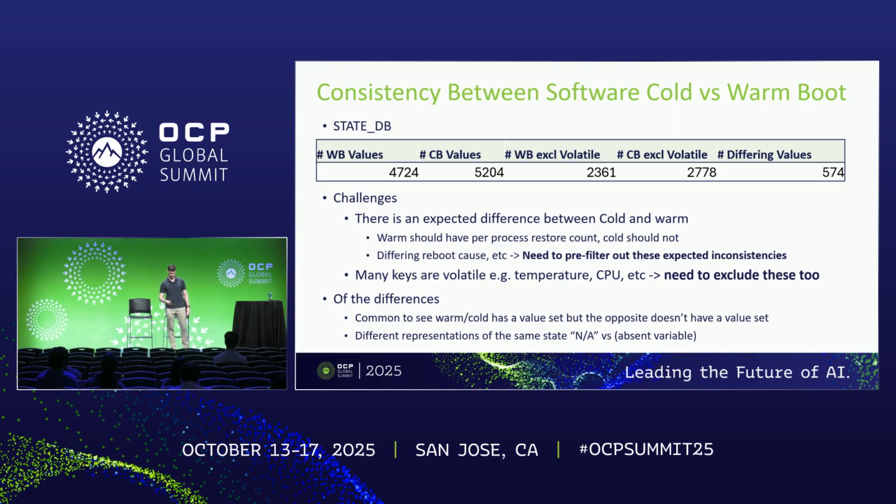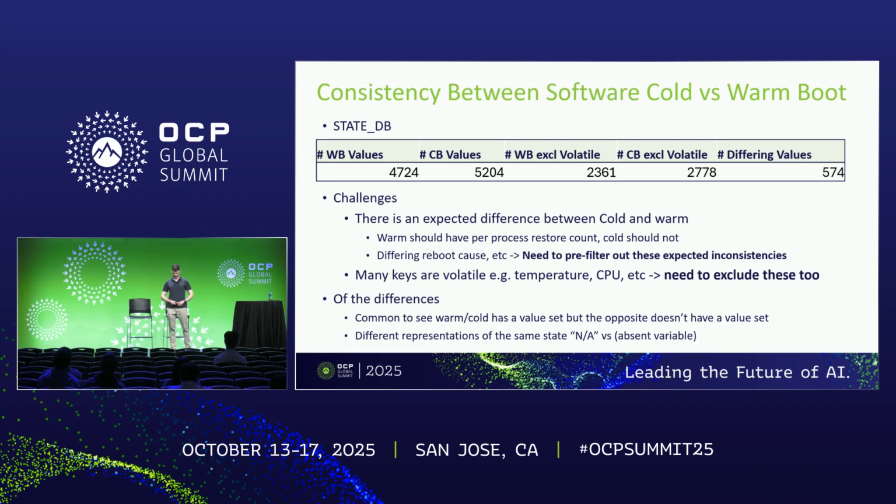More interesting though is the state DB. In here, you can see there's quite a difference between the warm booted values and the cold booted values. The count of them, that is. There's about 574 different. There are some expected differences though between warm boot and cold boot. In the warm booted scenario, we do store information about how many times our processes have gone through a warm reboot, and we don't expect to see that at all in cold boot. So we need to filter that kind of thing out. There's also about half the database that really is volatile values, like temperature and CPU and memory, and they're never going to match. So we need to filter those ones out too.